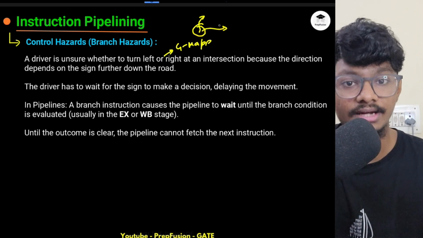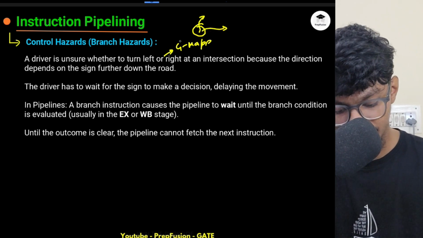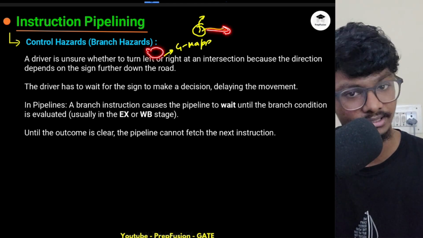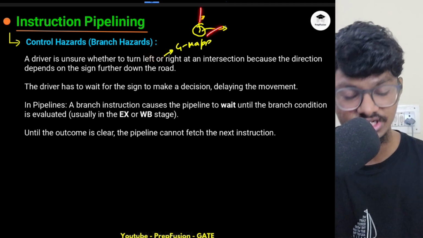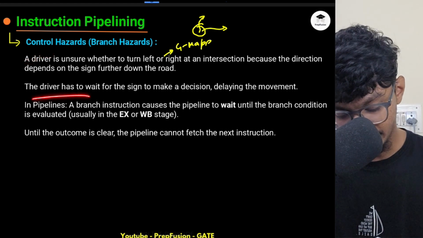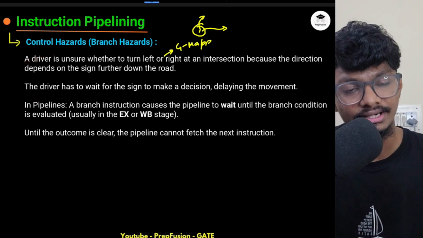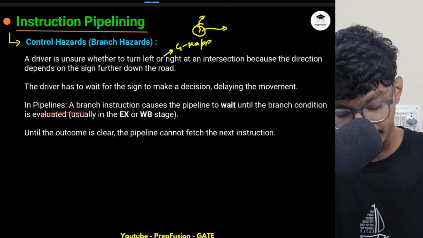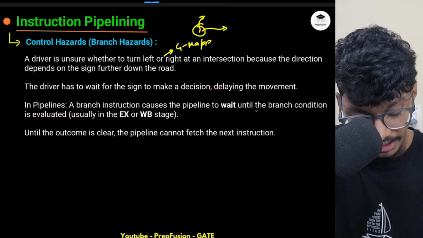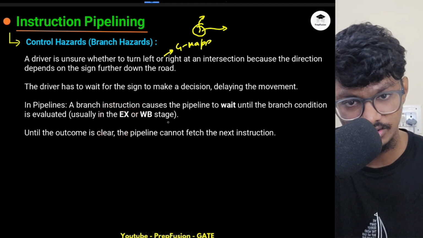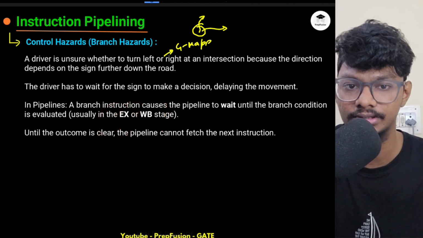So this is like a control hazard, because I cannot say instantaneously, while 5 kilometers before, that I will take the right turn. I have to wait to see which turn I need to take. That is what a control hazard is. Basically, the driver has to wait for the sign, or for the traffic, to make a decision, delaying the movement. In pipelines, a branch instruction causes the pipeline to wait until the branch condition is evaluated, generally in the execution phase or sometimes in the write back phase. It will be given in the question.